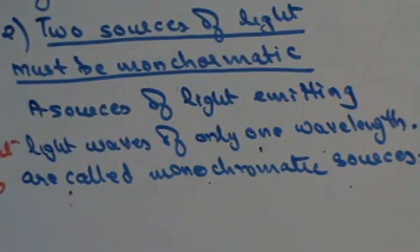Right? Now, it is essential that the two sources emit light of the same wavelength. Only then will I have a well-defined, sharp interference pattern. Right? Next, the third condition required is that the two sources should be equally bright.